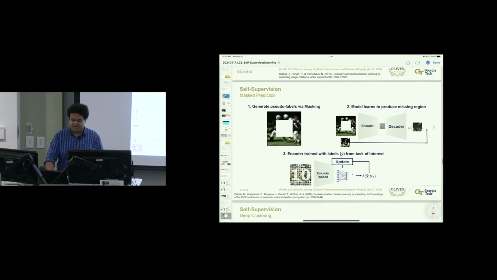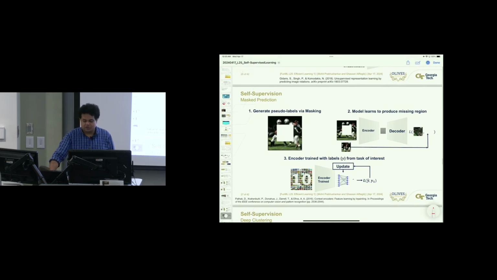The next one is something like masked supervision. So the goal in this case is to generate pseudo labels via masking. So I'm, let's say, given this image, I will intentionally mask a certain region.